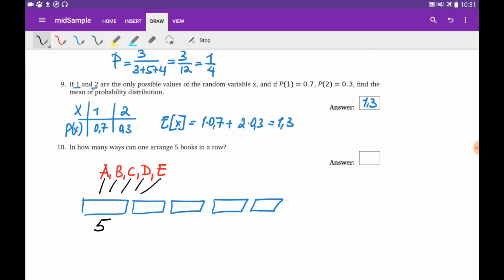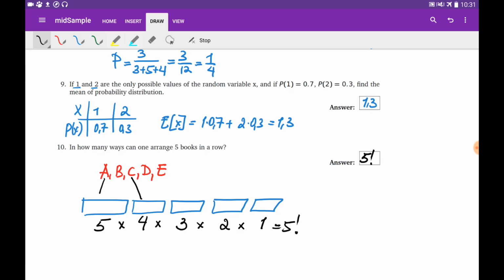Once you choose one of them, for example, let's choose A for the first, then you can have 4 different options for the second. Once you choose one of them, for example, C, then you're going to have 3 different options here, then 2 options here, then 1 option here. So according to the fundamental counting rule, the number of options is going to be, when we just multiply the number of options for each of the boxes, 5 factorial.